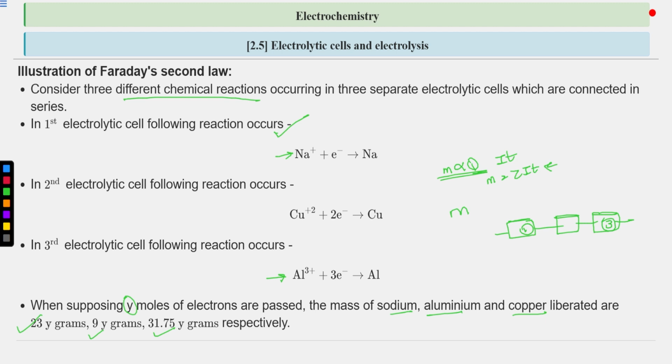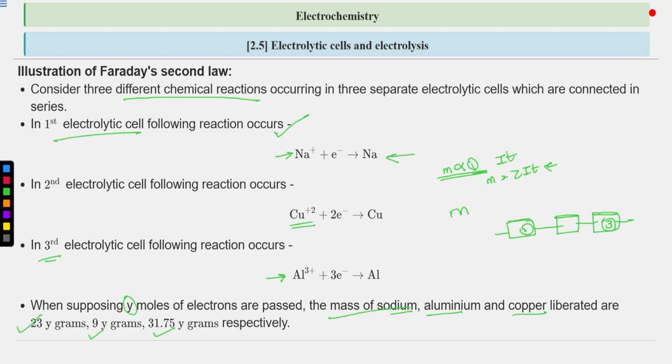So let's suppose we have Y moles of electrons passing through the cells. The first electrolytic cell has sodium, the second electrolytic cell has copper, and the third electrolytic cell has aluminium. So the masses of the sodium, aluminium and copper which are liberated or deposited, because it is a reduction process.